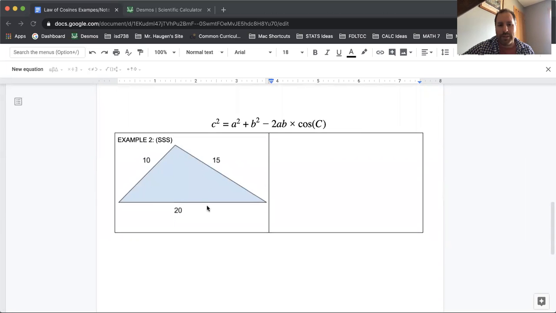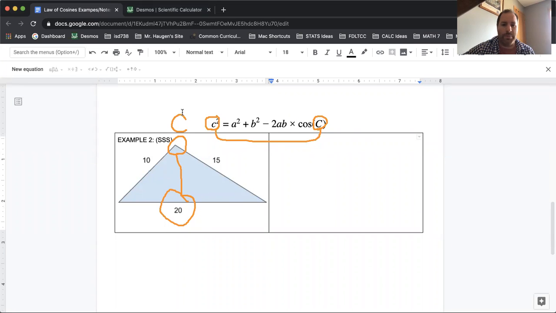Same type of thing. We want to look for any angle on here. It doesn't matter which one; you can choose any angle you want to. I'm just going to do this top one because we have an estimate for it. Let me pull up my drawing tool. The side has to be opposite the angle that we're looking for. You can choose any side you want to. I'm going to pick 20, and that is opposite the angle right here, which I'm going to call angle capital C.